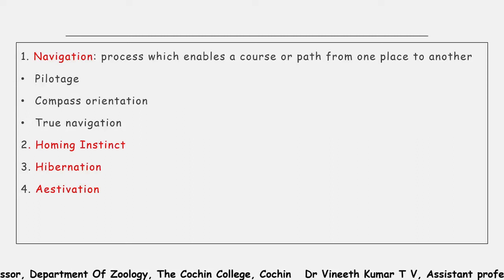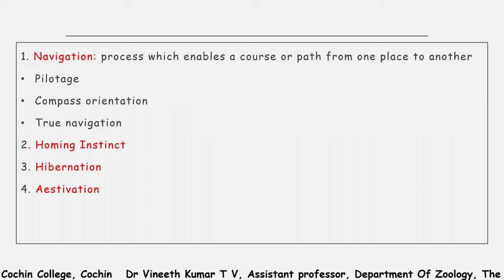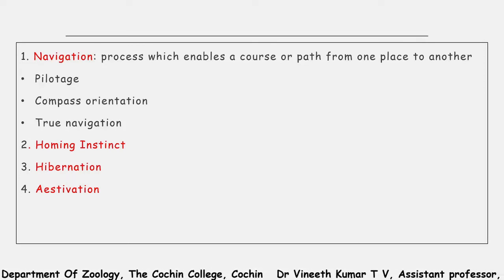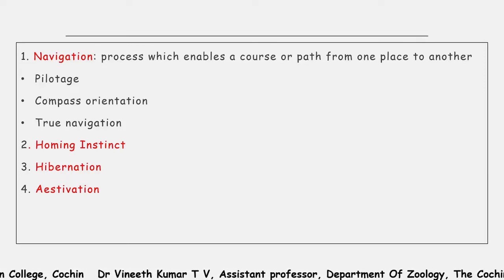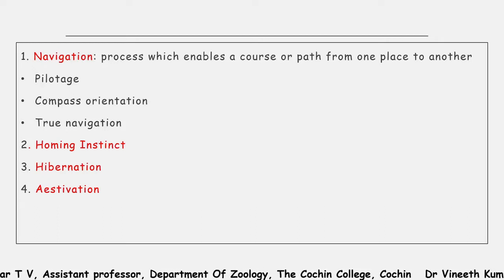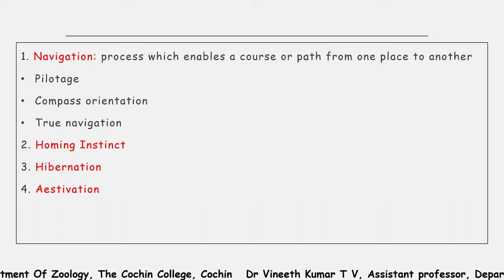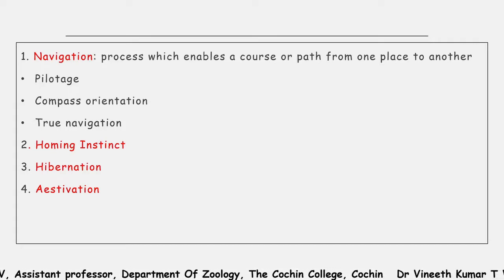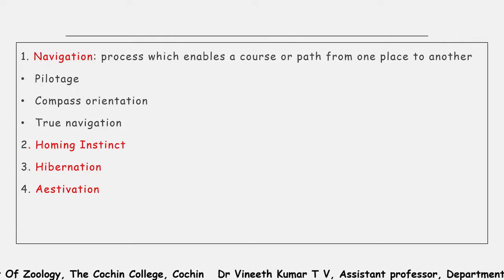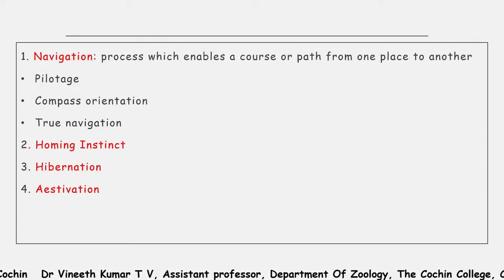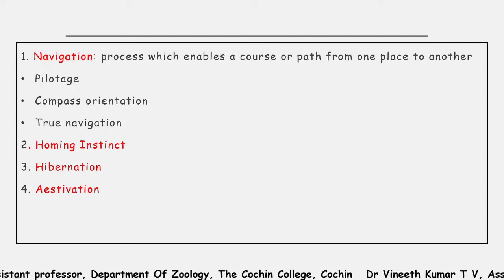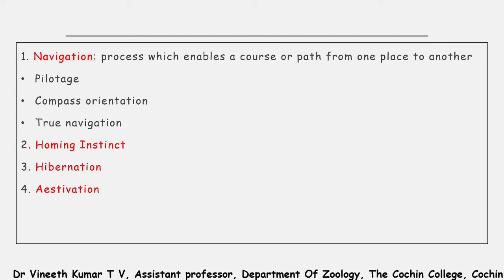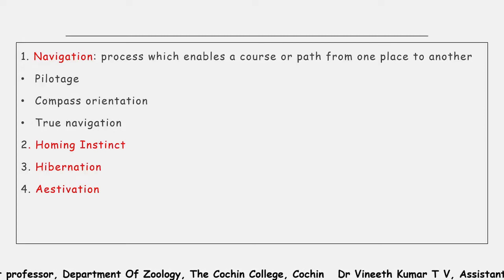Next is hibernation. Hibernation is a state of reduced metabolic activity and lower body temperature adopted by certain animals to overcome adverse climates, mainly adverse winter seasons. It is also known as winter dormancy or winter sleep. Hibernators include fishes, amphibians, reptiles, and a few mammals. In mammals, a very familiar example is the polar bear, which goes into hibernation.